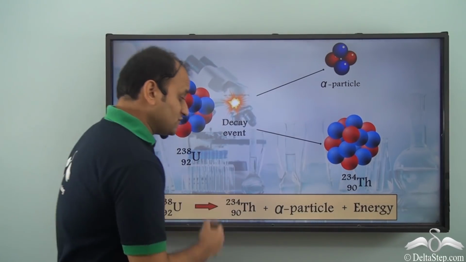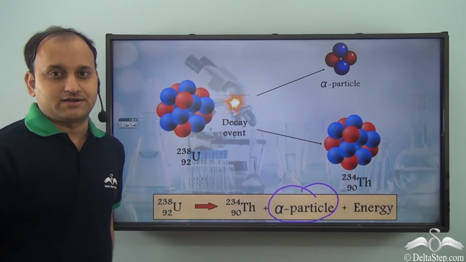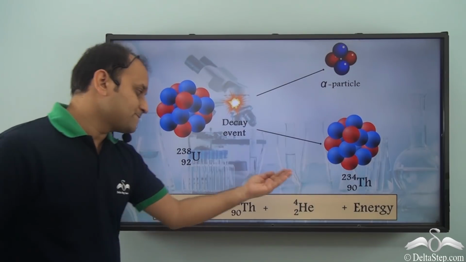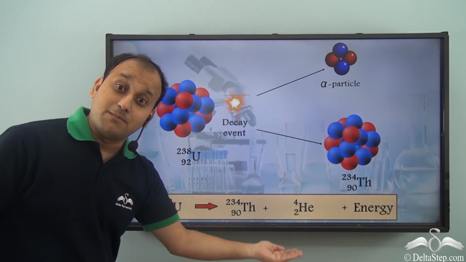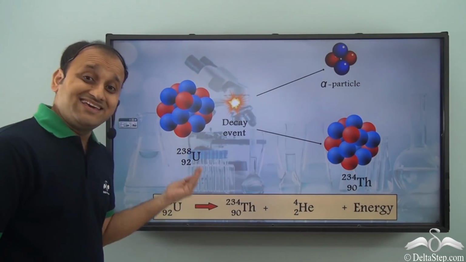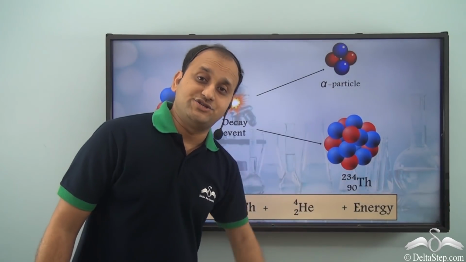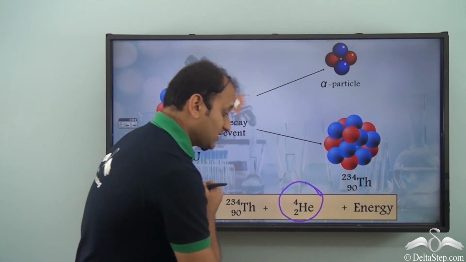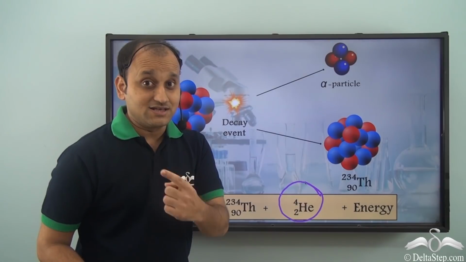Now you have to notice that here we have written alpha particle. This can also be written as helium, that is helium with atomic number 2. So what we have is uranium-238 gives thorium-234, helium-4 and energy. Now you must be thinking, why am I writing helium in place of alpha particle? Well, there is a reason.